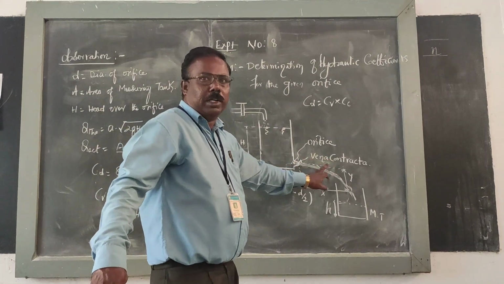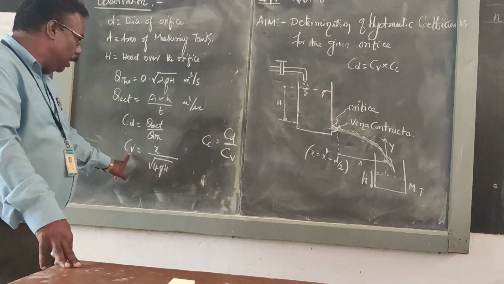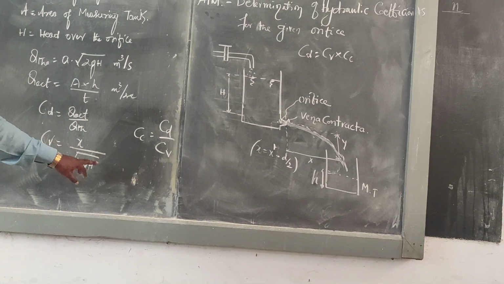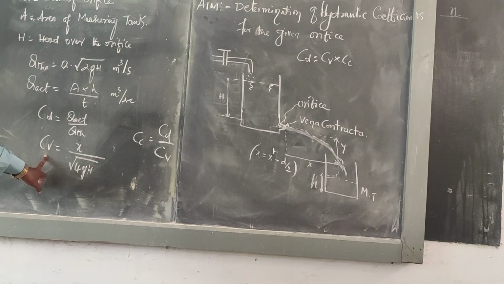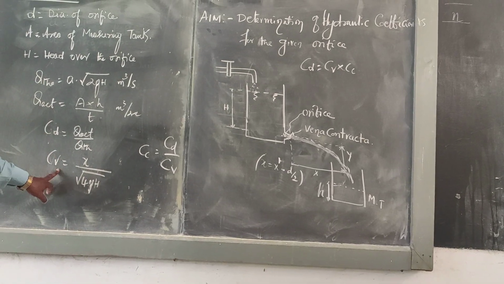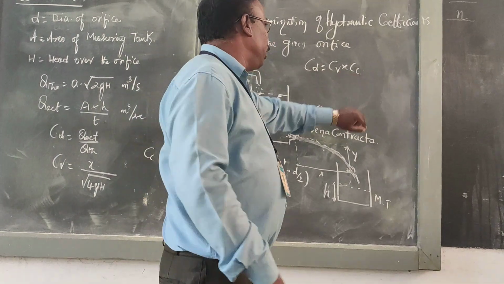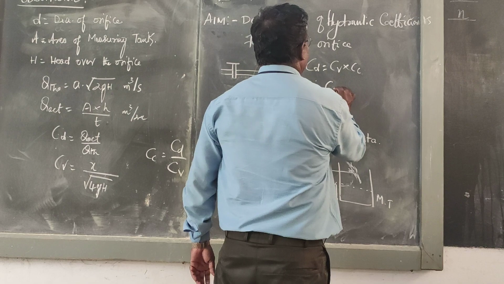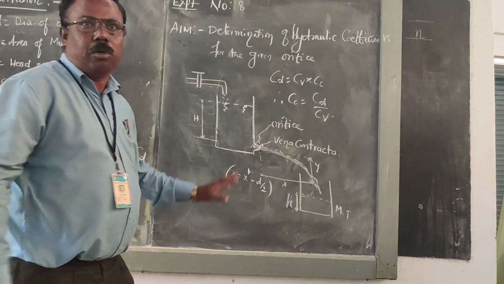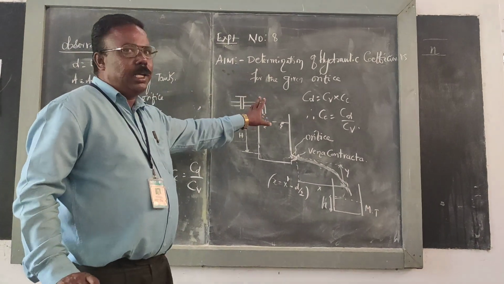These values of x and y are used in the formula for the coefficient of velocity, CV is equal to x divided by root of 4yh. Knowing CD and CV, by using the relation CD is equal to CV into CC, we can find CC is equal to CD divided by CV. In this way it is possible to find the hydraulic coefficients CD, CC, and CV.